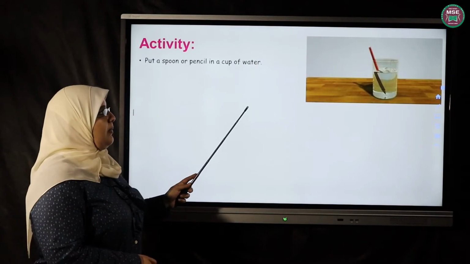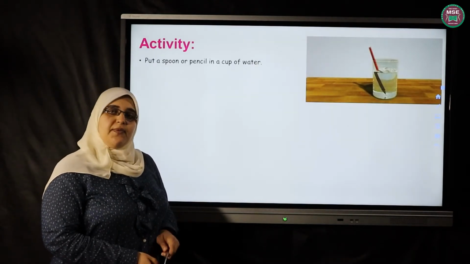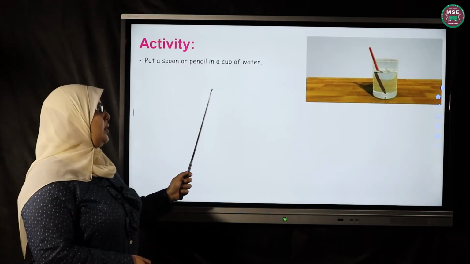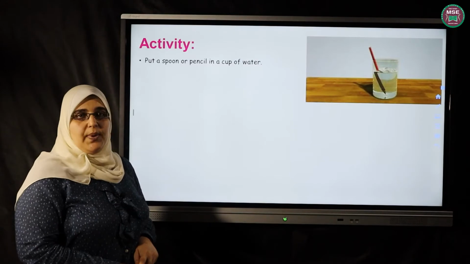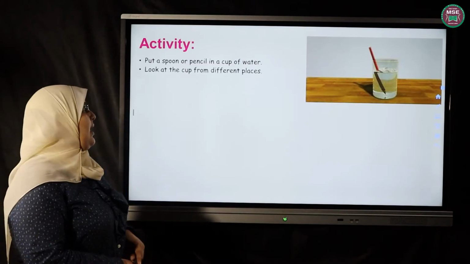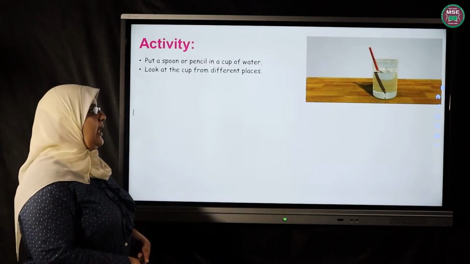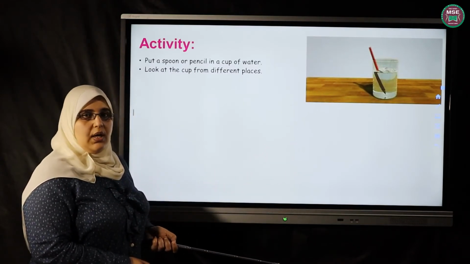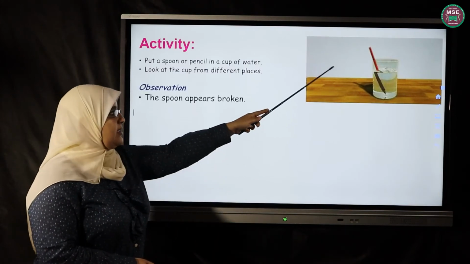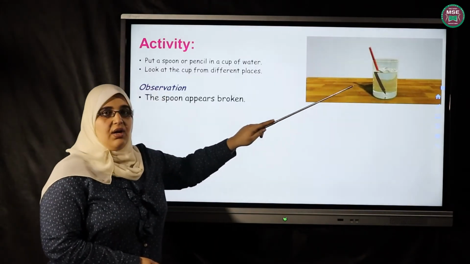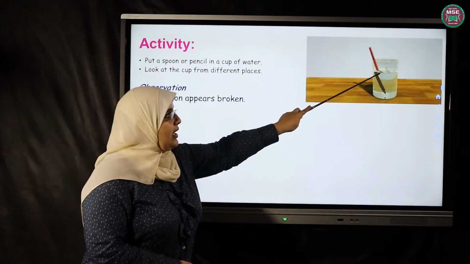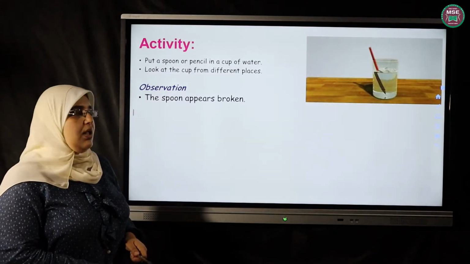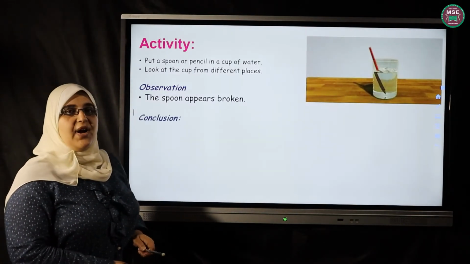Okay, now let's talk about the fourth property. But before talking about it, let's make a small activity. If we bring a cup of water and put a spoon or pencil in it, and look at the cup from different places, the spoon or the pencil appears to be what? It seems to be bent or broken, as we see here. Why? This is because of the light refraction.